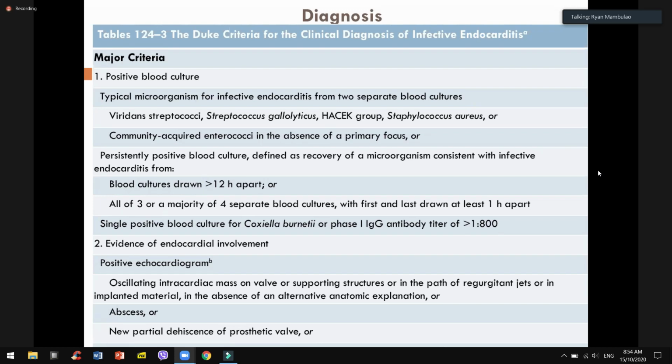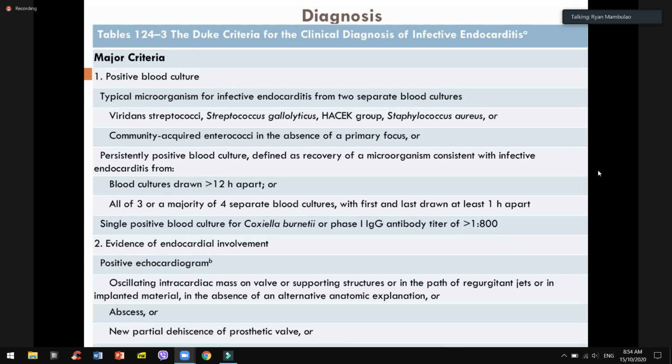Now, onto the echo, you can see a vegetation. For a prosthetic valve, sometimes there is no vegetation, but the valve has partially detached. We call it oscillating movement of the prosthetic valve, or a rocking motion; that's our term for it.